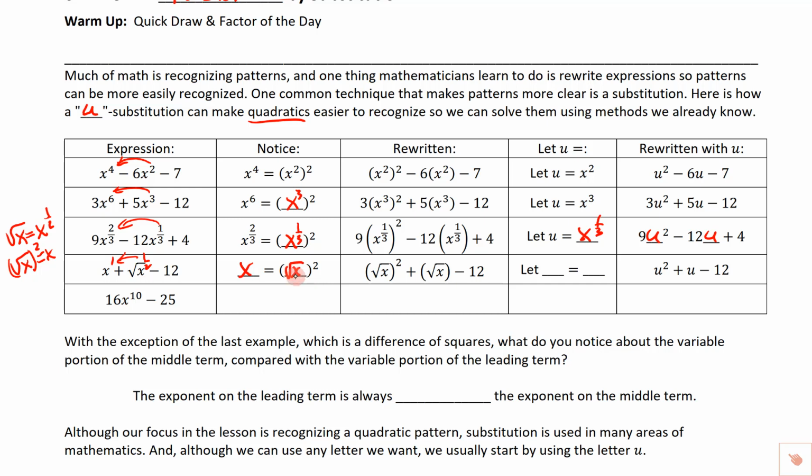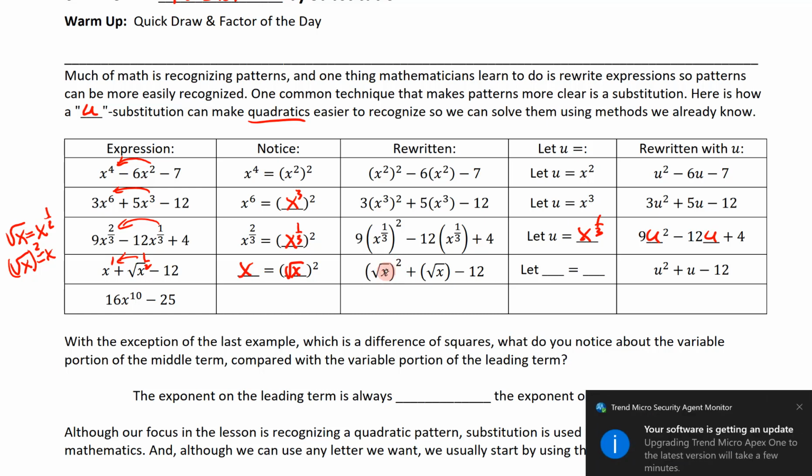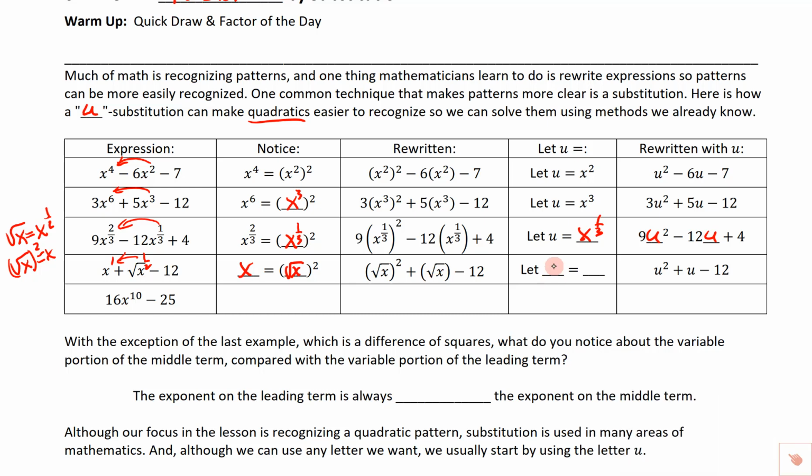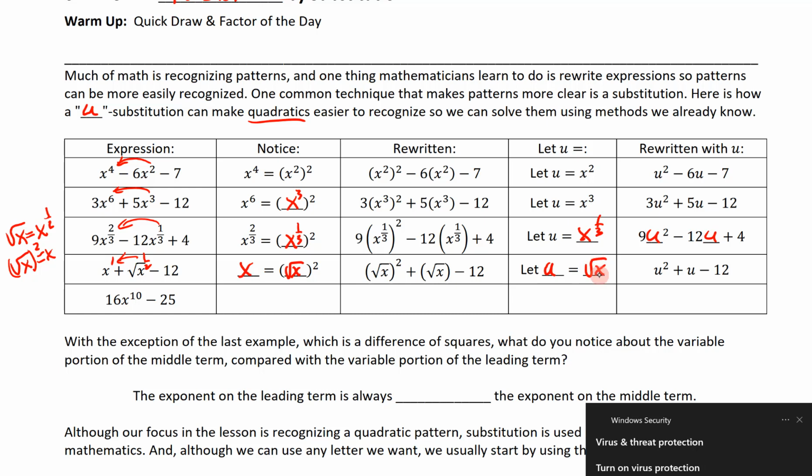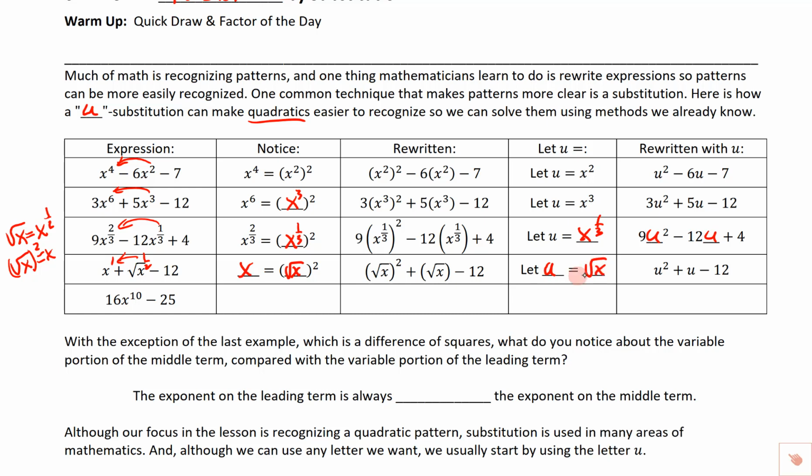So if I take the square root of x, square it, I get just an x. So I'm going to rewrite x as the square root of x squared. Kind of a silly thing to do right now. We're going to set off the square root of x in parentheses so we can see that. And then we're going to do our u substitution. Our u substitution is u is equal to the square root of x.